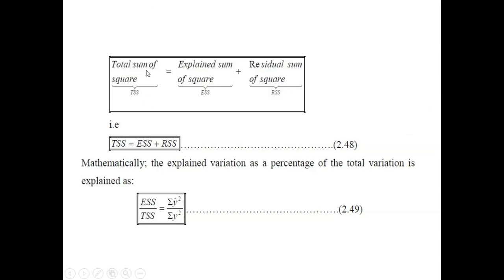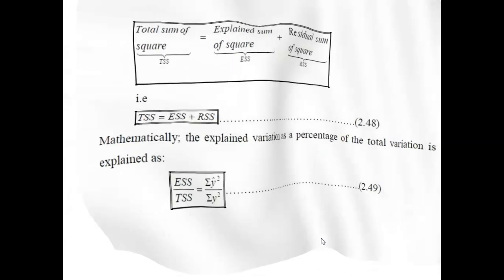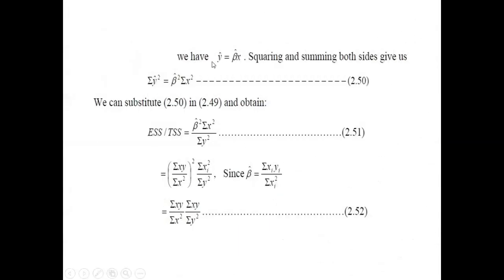So here the total sum of squares TSS is equivalent to the explained sum of squares ESS plus the residual sum of squares RSS. Therefore, mathematically the explained variation as a percentage of the total variation is ESS over TSS, which is equal to the summation of y hat square over the summation of y square. So now we have y hat equal to beta times x. Squaring both sides again we get this one. Now you have to substitute this value into this: b square times the summation of xi square over the summation of y square.